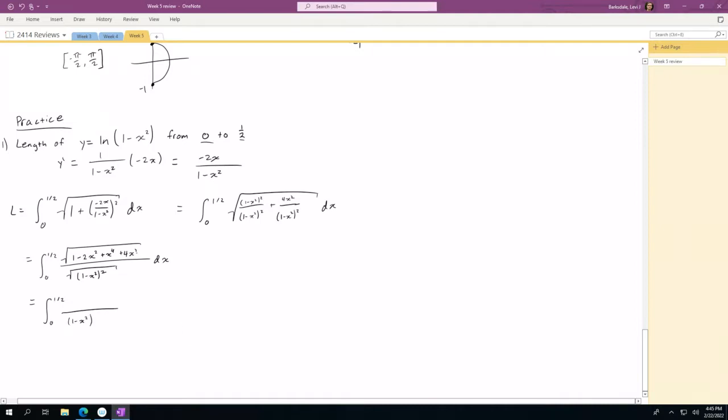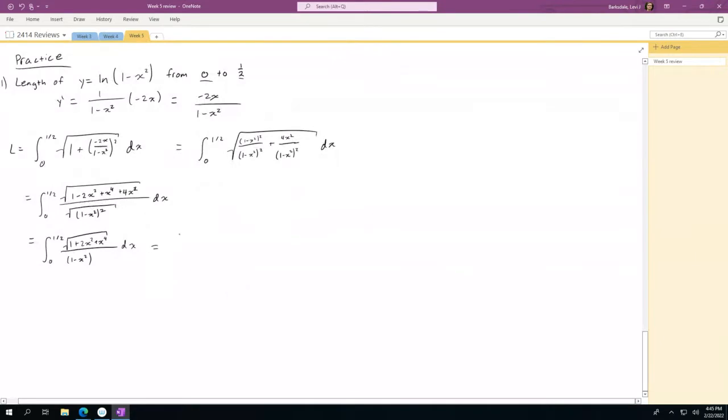And in the numerator, I'm going to combine my like terms, which are the negative 2x squared and the plus 4x squared. This gives me the square root of 1 plus 2x squared plus x to the 4th, which, if you're paying close attention, you'll actually recognize as a perfect square. So I'm going to factor the top into a 1 plus x squared squared. And again, my squared and my square root are going to cancel. Any questions as to how I got here?